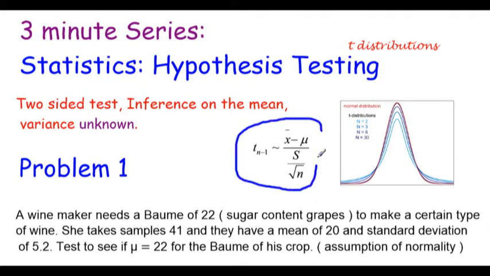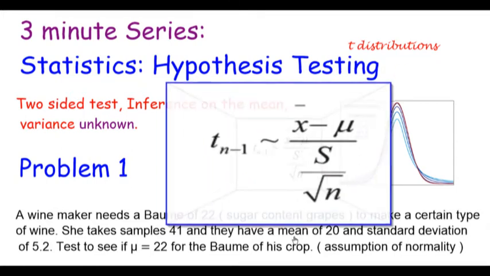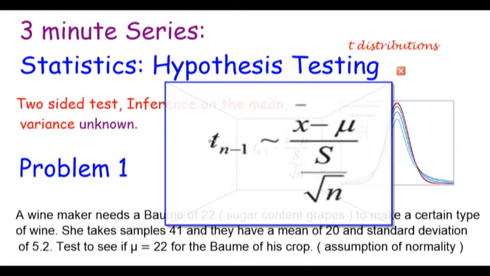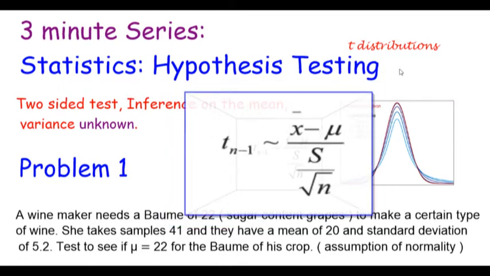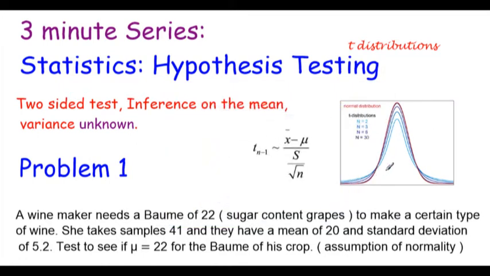This is the t statistic. You can see here T_{n-1}. If a sample size is n, it has n minus 1 degrees of freedom. X bar minus mu, where X bar is the sample mean and mu the population mean, all over S. Now this is obviously the sample standard deviation as opposed to the population's.